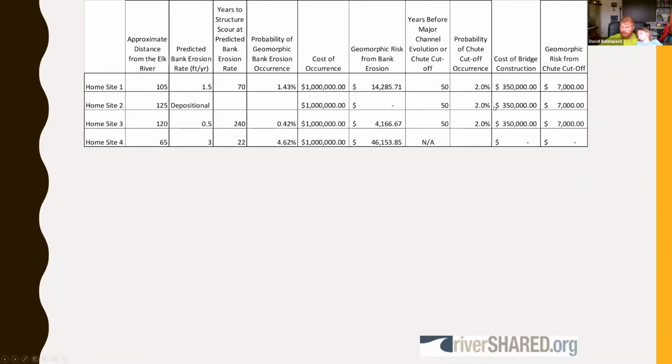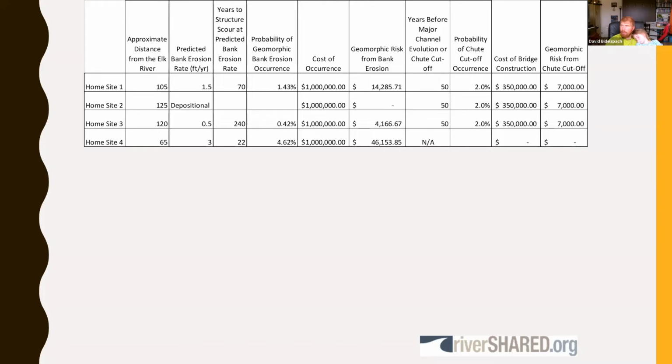And the probability is very subjective on a lot of these things. In risk assessment, we have a lot of subjective probabilities. People want to have a firm number, but at some point we just don't know. But we do know that there's a potential for a chute cutoff. So I looked at other areas and looked at aerial photography on Google Earth, and where I got to a certain meander length versus belt width ratio, I looked at how many years later on Google Earth before I started seeing a chute cutoff. And I came up with about a 2% probability that this would occur in the next 50 years, which was the lifespan of this project.